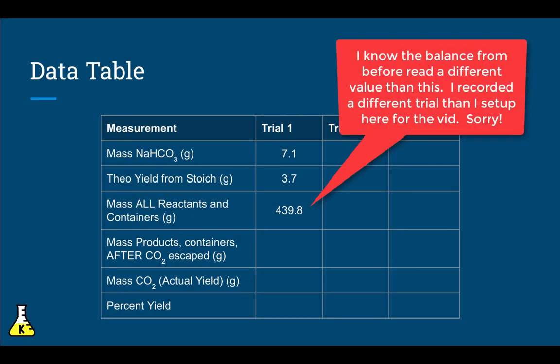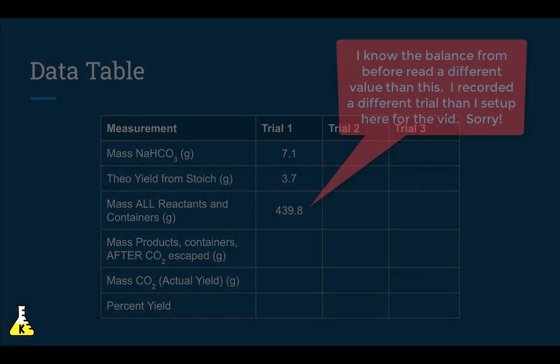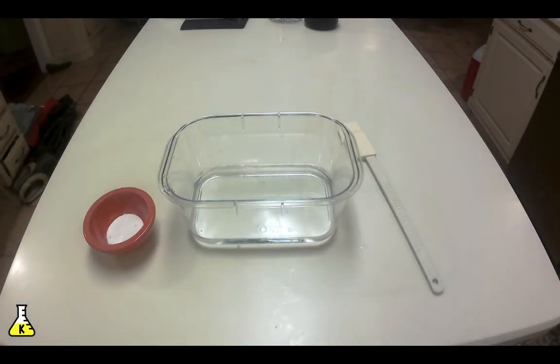After recording our first data value, the mass of all the reactants and the containers therein, again, we'll take a moment, we'll add that data value into our data table. We were able to collect or measure 439.8 grams of total reactants, the sodium bicarbonate and the vinegar, plus all of their containers. Now that we have our reactants ready to go and our total mass of all the reactants recorded, it's ready to start running the reaction itself.